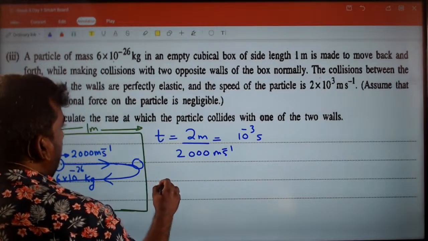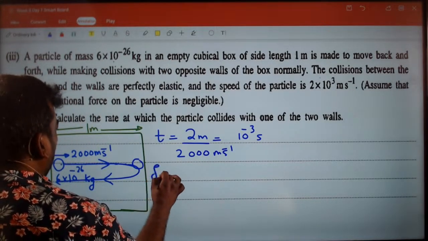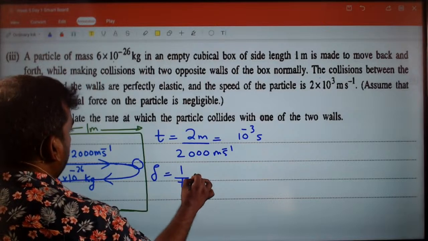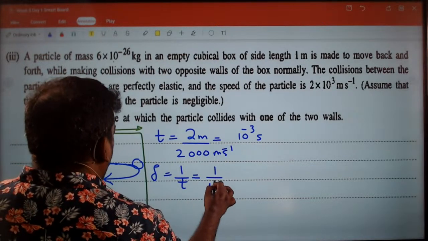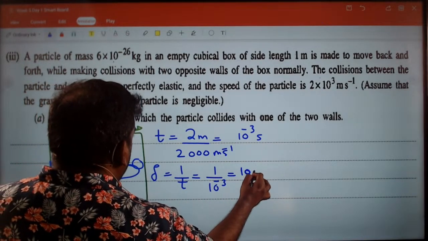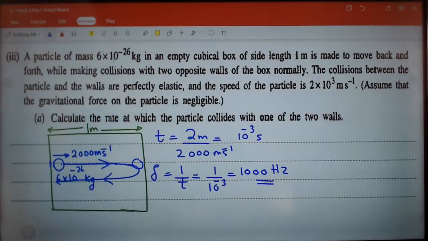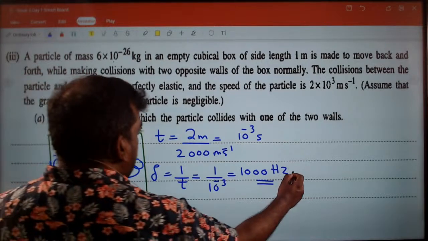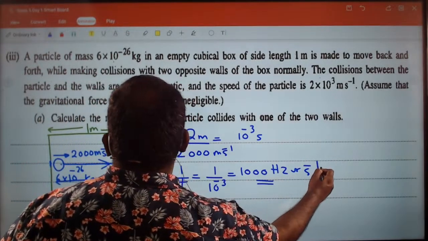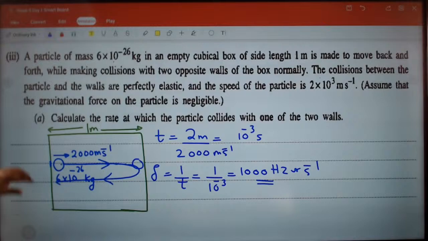The rate at which the particle collides is actually the frequency, 1 over t. 1 over 10^-3 is 1000. So the rate at which collision takes place is 1000 hertz, or we can say 1000 per second.